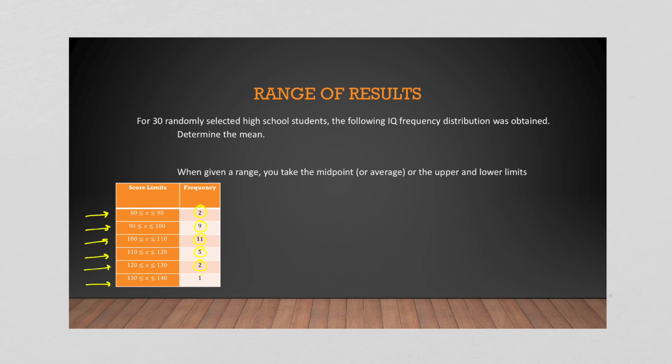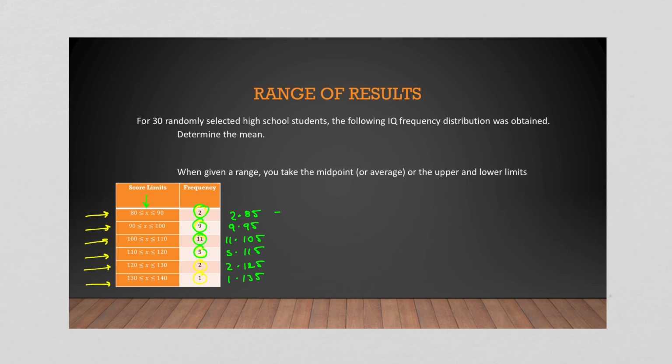So in order to get the average, we're going to need all of the frequencies multiplied by their midpoint ranges. So what does that look like? Well, the midpoint of 80 and 90 is 85. So we're going 2 times 85. And then we're going to go 9 times 95. And then 11 times 105. And then 5 times 115. 2 times 125. And then 1 times 135. Because you need to consider that each of those scores occurs that many times respectively, right?